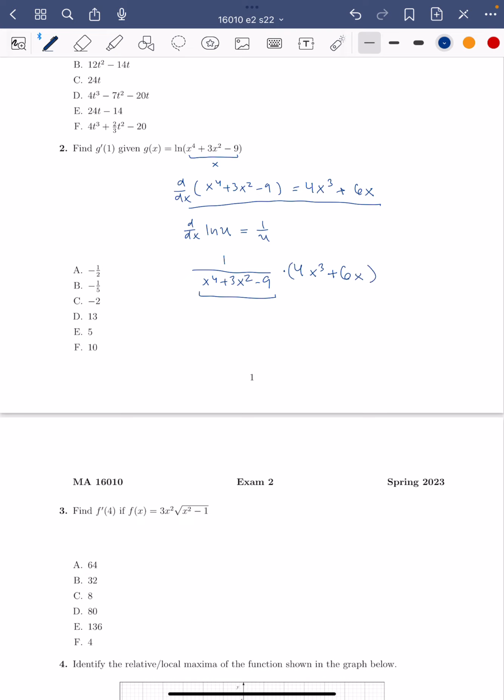At this point, we can plug in 1 to find our answer for g prime of 1. So 4 times 1 cubed plus 6, over 1 to the fourth plus 3 times 1 squared minus 9. Let's simplify this. The first term is 4 plus 6, which is 10, and then 1 plus 3 is 4, minus 9 is negative 5. So that's 10 over negative 5, which gives us an answer of negative 2, or C.